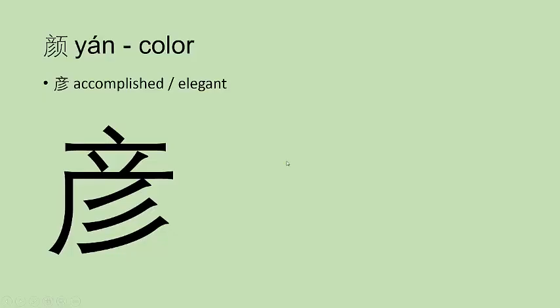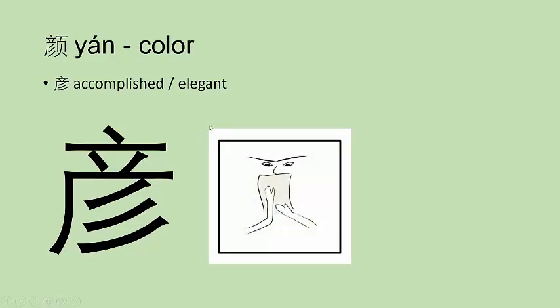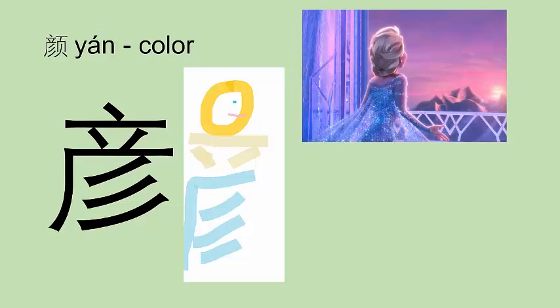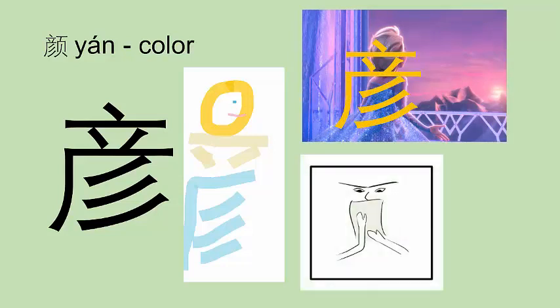The first character you have to trace is yen, which means color. It combines this character, which means accomplished or elegant, with the page radical. I don't know why, perhaps because you write colors on a page. Now, the character for accomplished or elegant looks kind of complicated. The way I remember it is, I think it looks like a person who's got their shoulders bare and then is wearing a cape, almost like Elsa's cape, yen, and then you add the page radical.